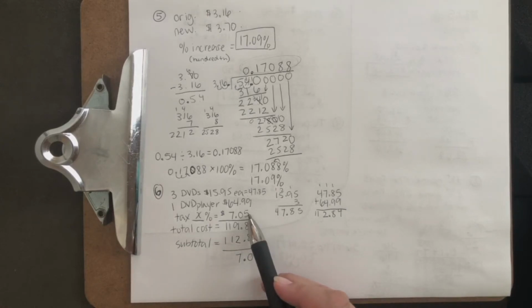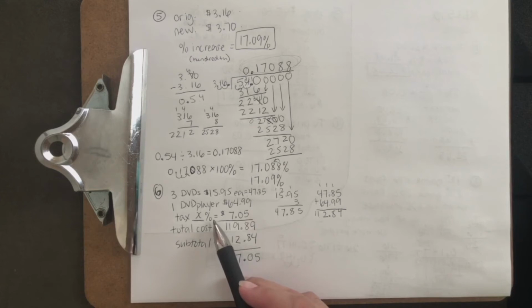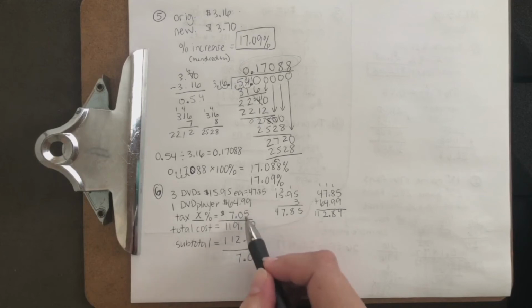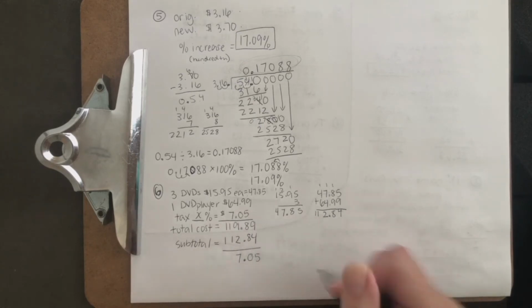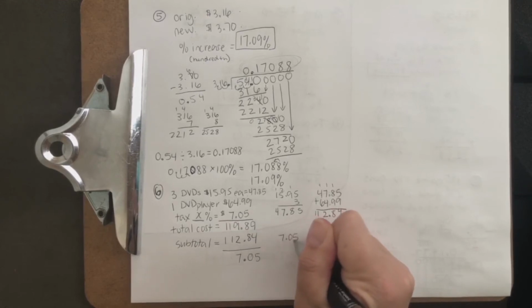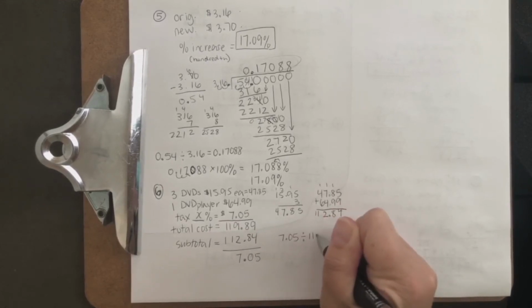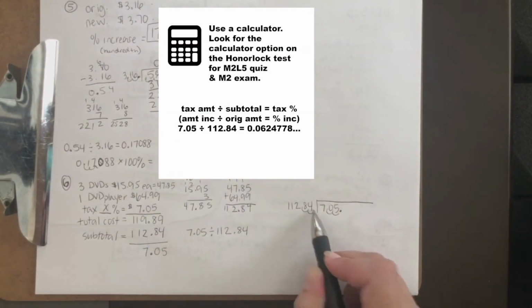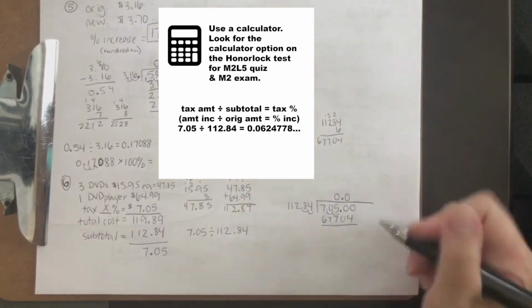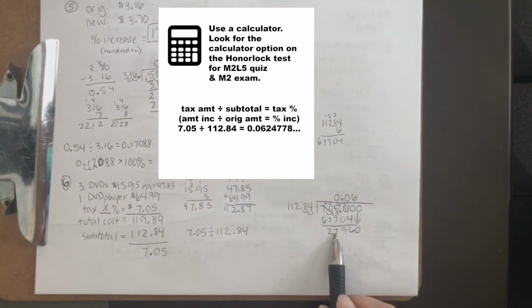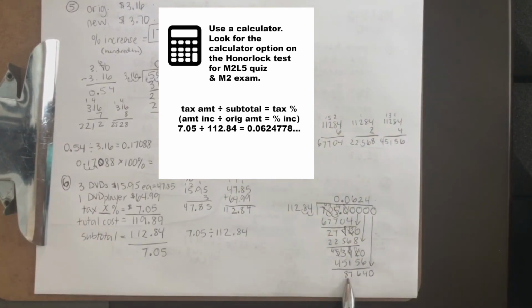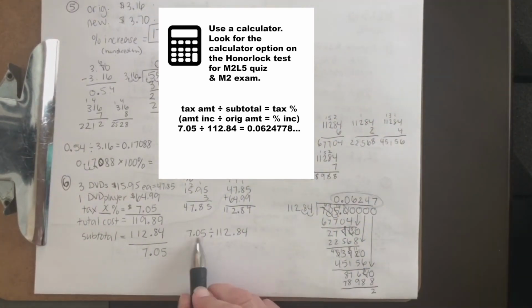The question asked what was the sales tax rate. So we need to find the percent. Okay, so we're going to take the amount of tax and divide it by the subtotal. So 7.05 divided by 112.84. And once again, recommending you use a calculator for this long division or for the other multiplication and addition parts. We're taking the tax amount and dividing it by the subtotal, aka original amount, to get the percent increase.